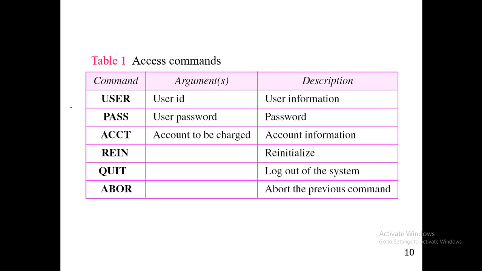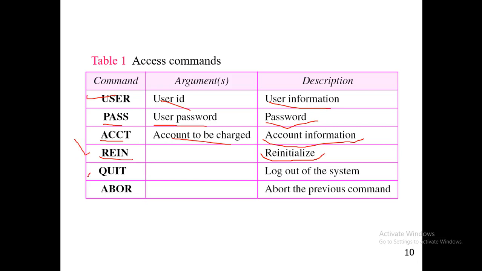So the first command is basically USER. It is an argument and it asks for the user information, you can say the username. This is PASS, and it asks for the password from the user. And this is ACCT, account to be charged. Which account information do you want to access? This is the account information. REIN is reinitialize. If you want to refresh a page or reload any file, you can reinitialize by using this command.